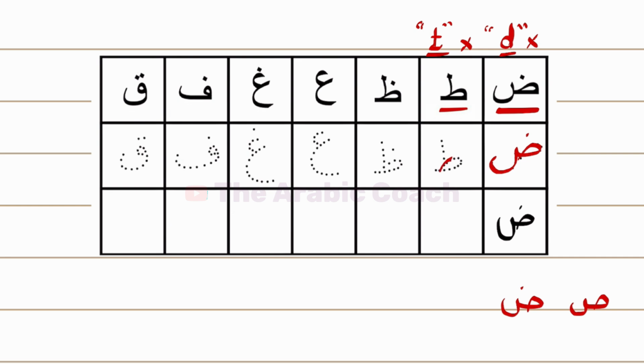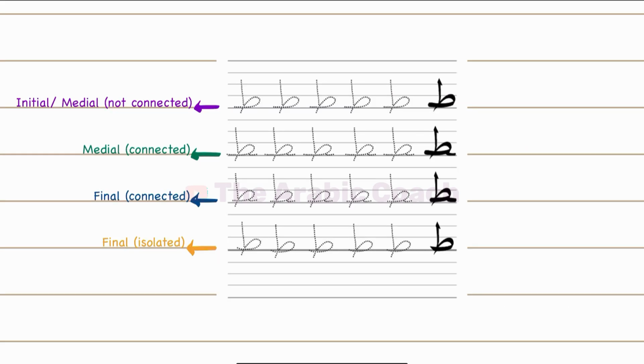Start with a loop, then draw a line to the left with a small tail at the end. At the beginning or the middle when it's following a kicking letter. For example, طريق.